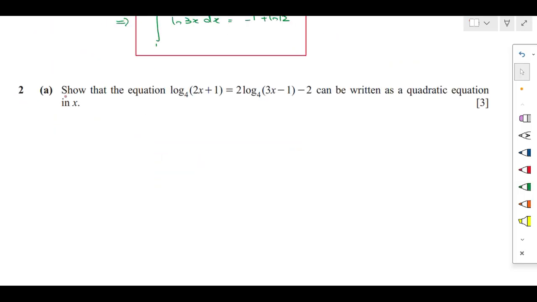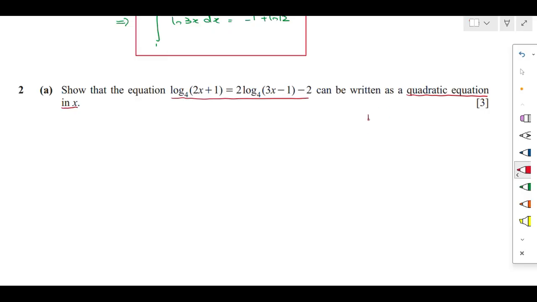Question number 2, part A, show that the equation can be written as a quadratic equation in x. Okay, we need to convert the logarithmic equation into the quadratic equation. This is log base 4 of 2x plus 1. This is 2 times log base 4 of 3x minus 1. We have to convert this into log base 4.